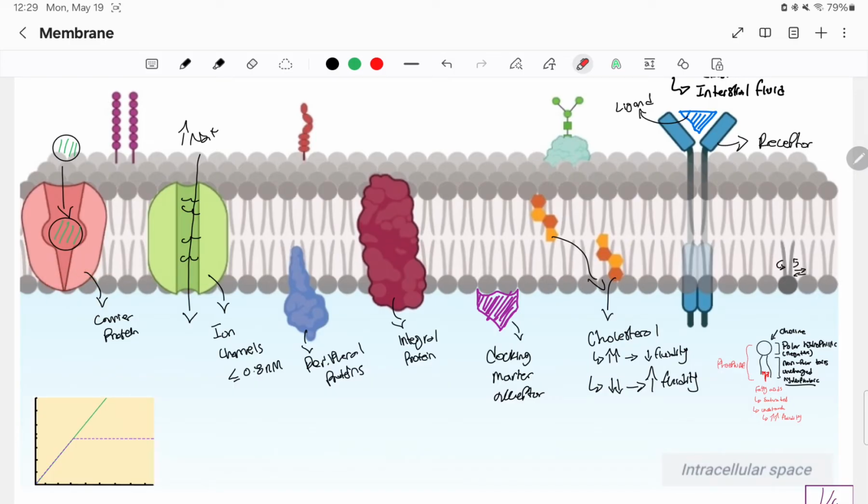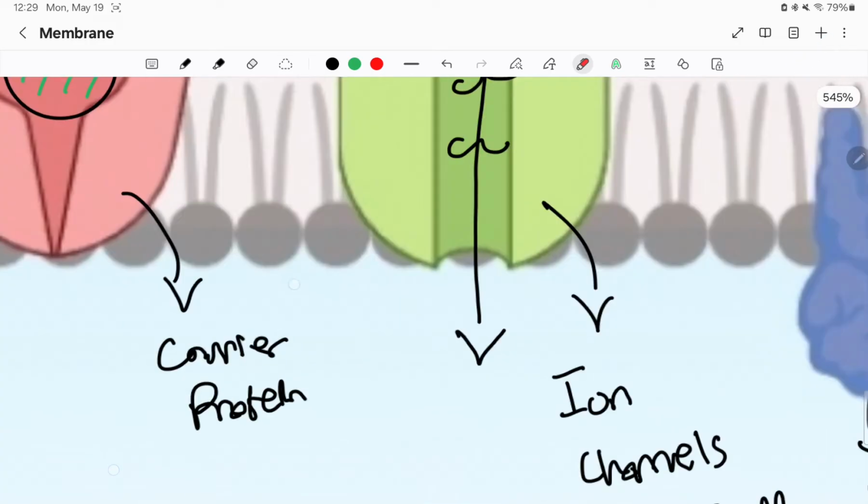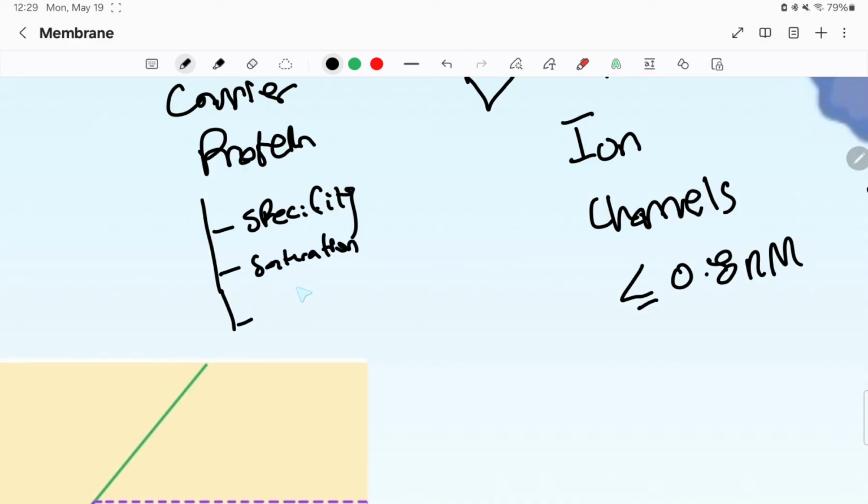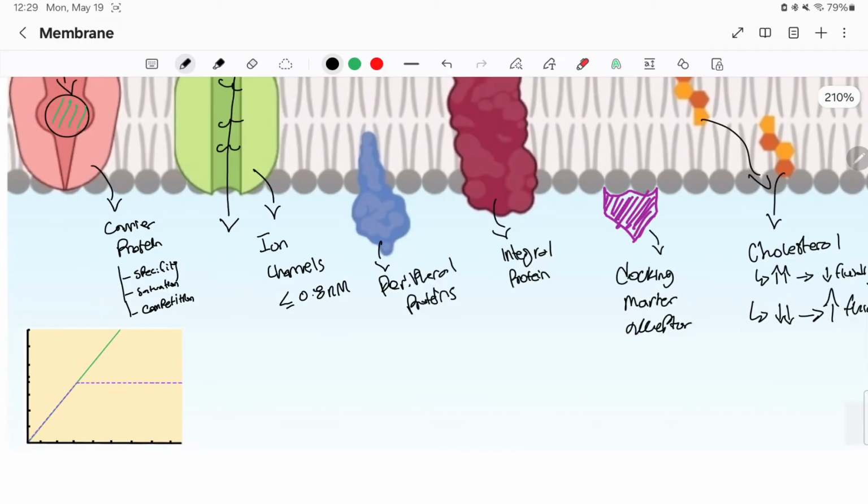The other thing is that carrier molecules exhibit specificity, and not only that, they exhibit a couple of important characteristics. They exhibit specificity, like I mentioned. They exhibit saturation, and they exhibit competition. So let's demonstrate this in a very simple example.